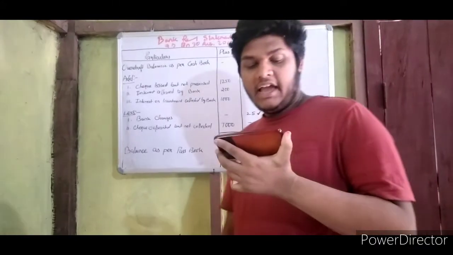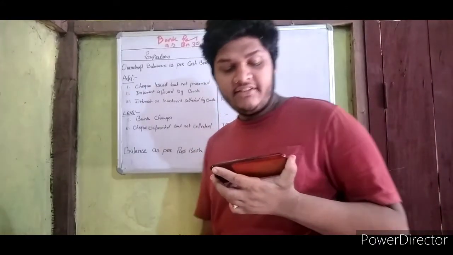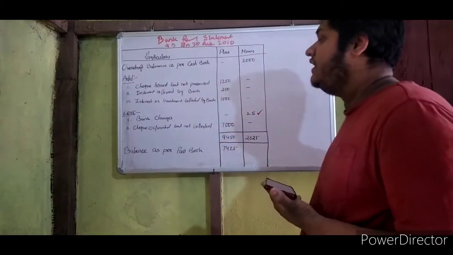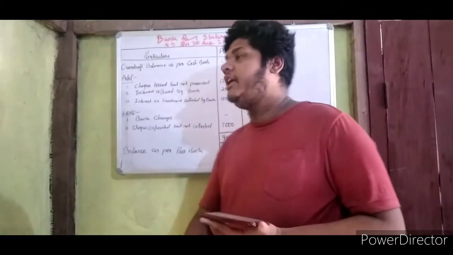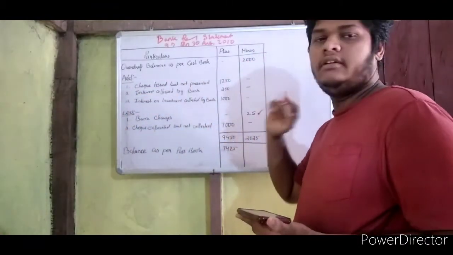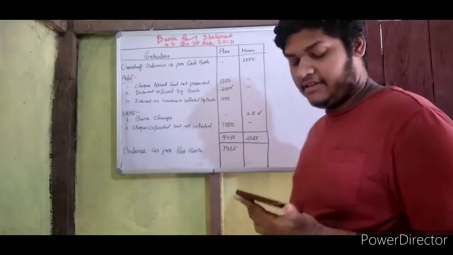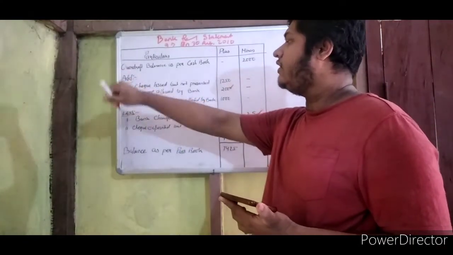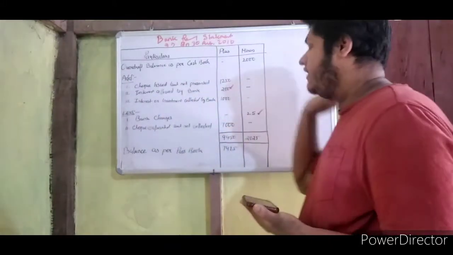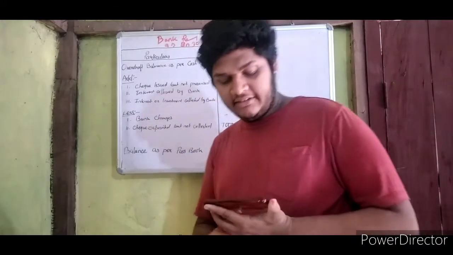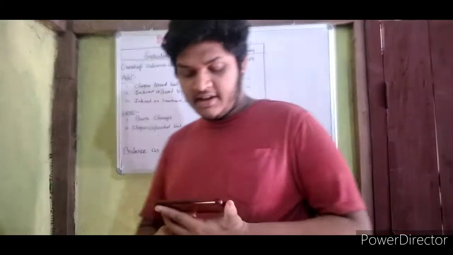Okay, now the next entry is interest allowed by bank. So interest allowed, you are getting the money, and when you are getting the money, it will be in the add column. Okay, so interest allowed by bank rupees 200 on the plus side. When you write the entry in the add column, it will be plus, less it will be minus. Always remember this.